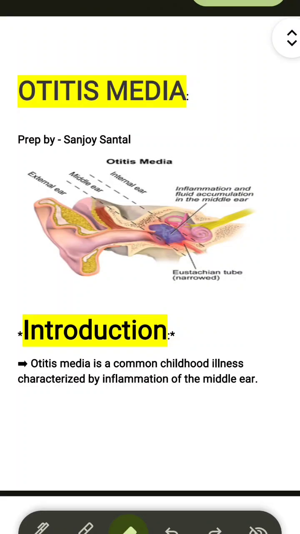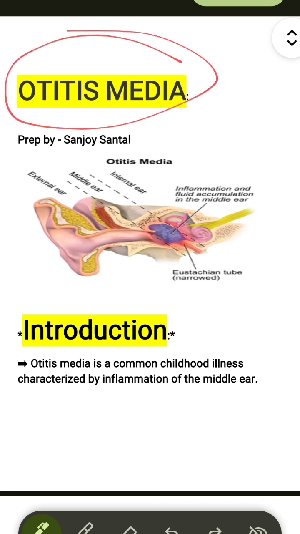Hi, today's topic is otitis media. Under that we'll learn the introduction, definitions, causes, signs and symptoms, diagnostic evaluations, medical management, nursing management, and complications. So otitis media is the inflammation of the middle ear.